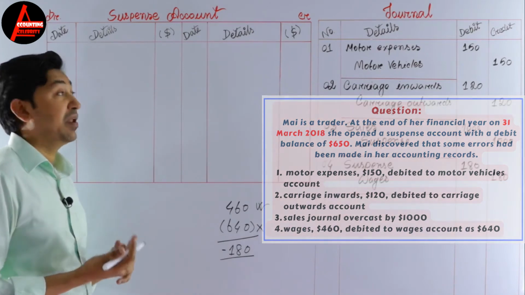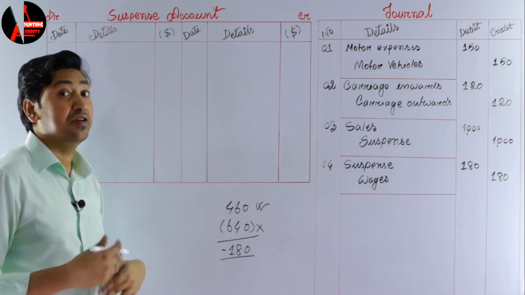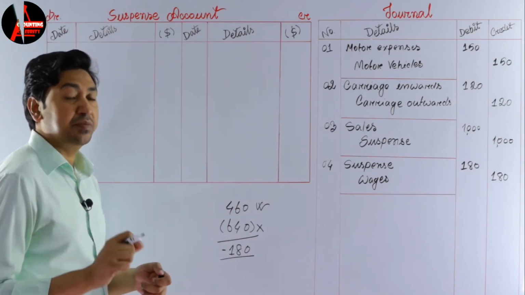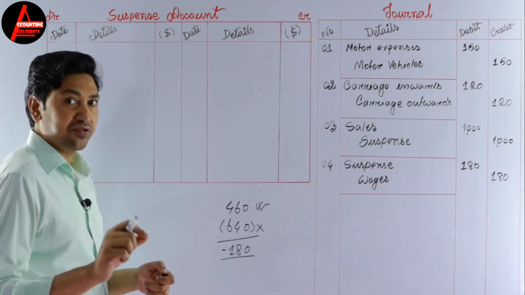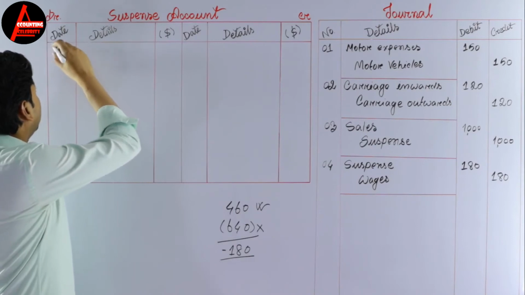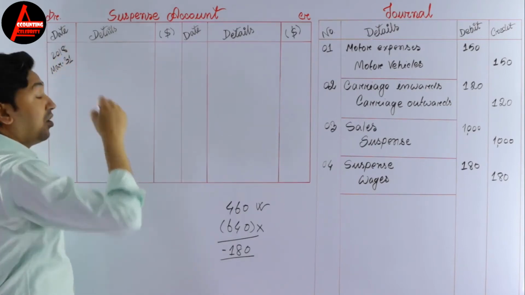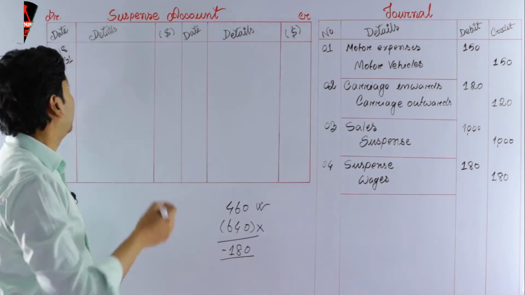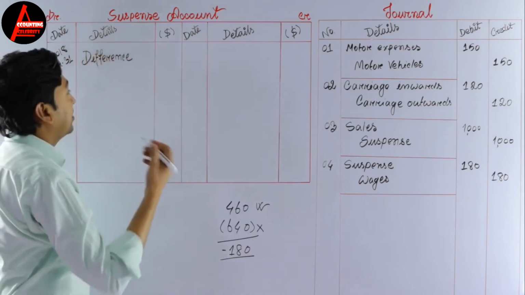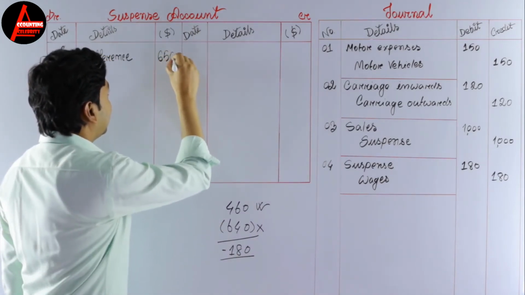If it is a credit balance, we have to record it on the credit side. Sometimes you will have a debit balance, sometimes you will have a credit balance, but the balance must be indicated in the question. Okay, so let us write here 2018 March 31st. This is the end of our financial year. So we'll write here difference. The amount here is $650. Let us write this amount here.